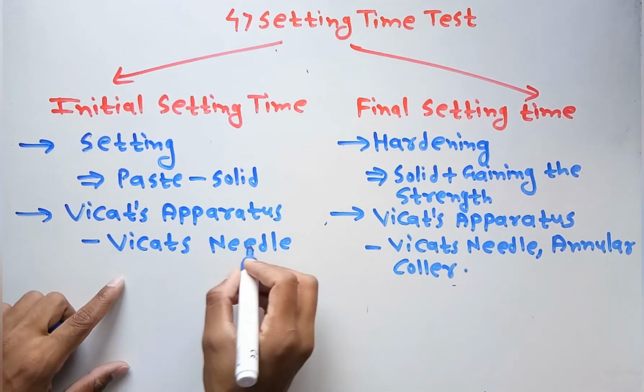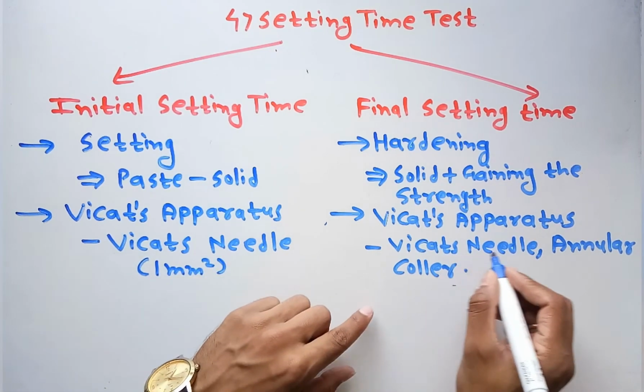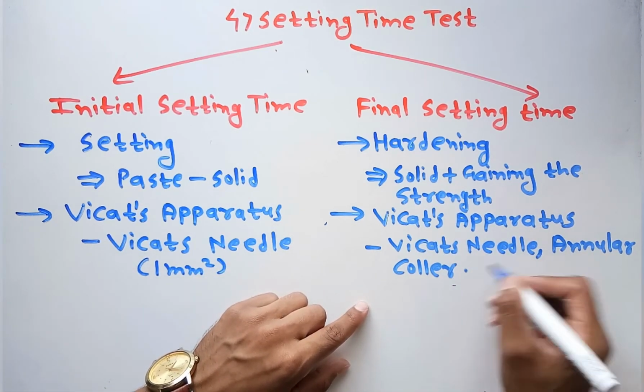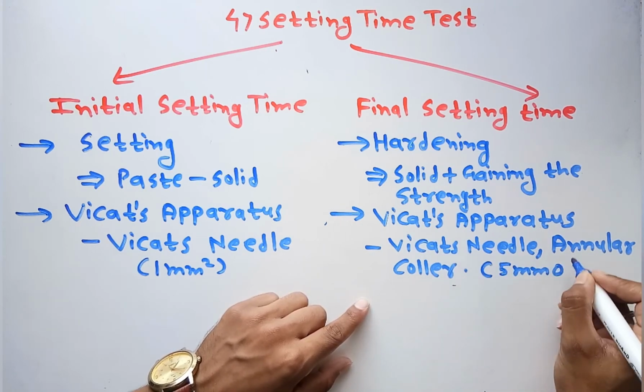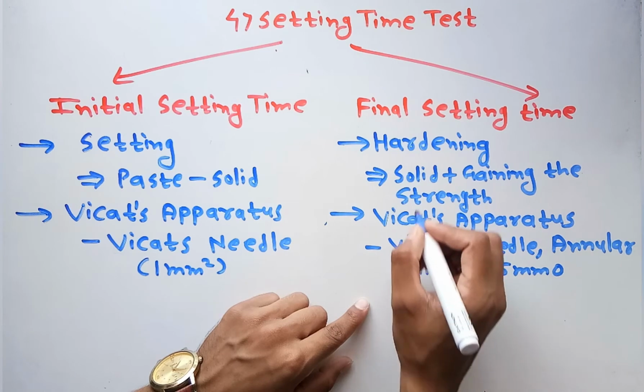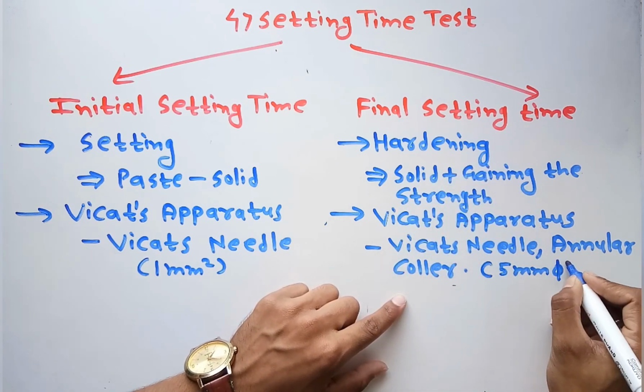The dimension of Vicat's needle is around 1 mm square, and the annular collar is of 5 mm diameter. So the annular collar which is attached to the Vicat's needle is 5 mm in diameter.